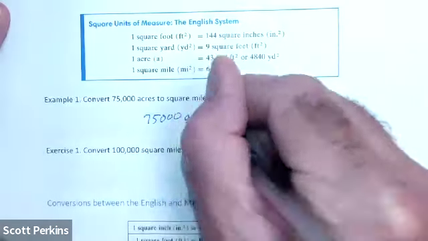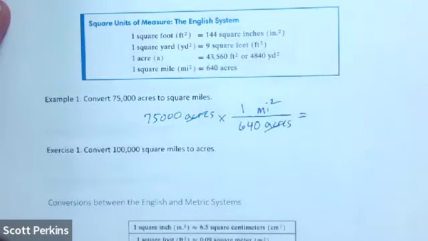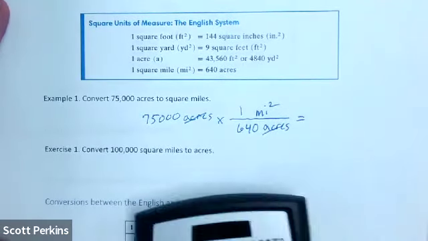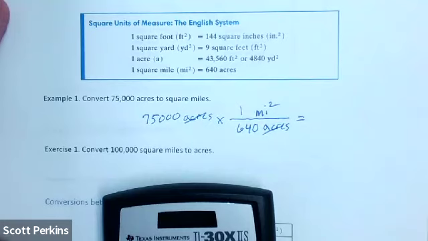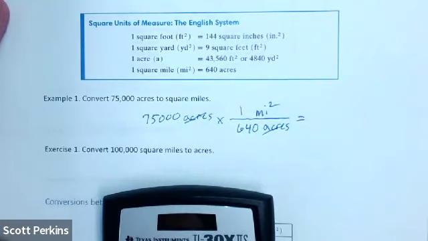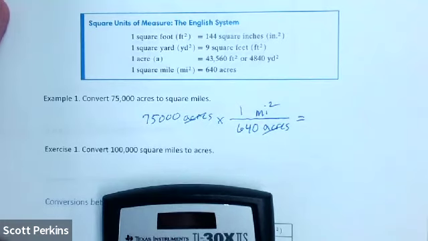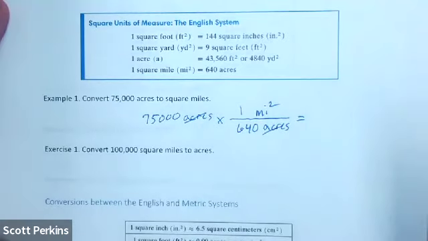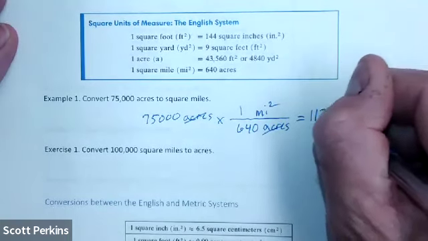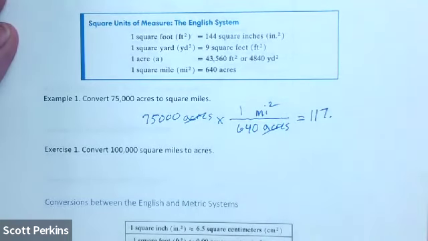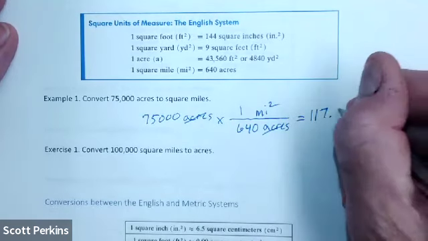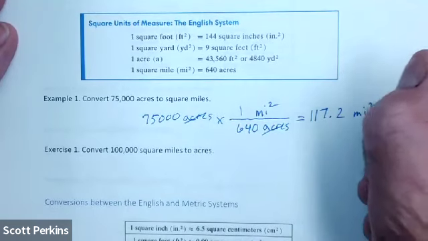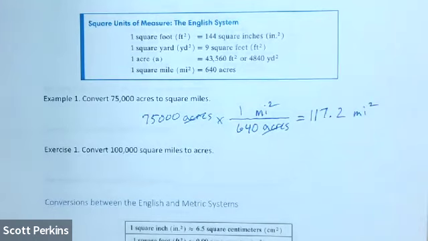So again, my acres cancel. That is my goal. And now the numbers tell me to go ahead and divide. So 75,000 divided by 640, and that turns out to be 117.1875. I'm just going to round to the tenths place. Again, just make sure when you do your homework, on the test, I will make sure to be specific for you. On homework, just follow the instructions given. And there we go, 117.2 square miles.